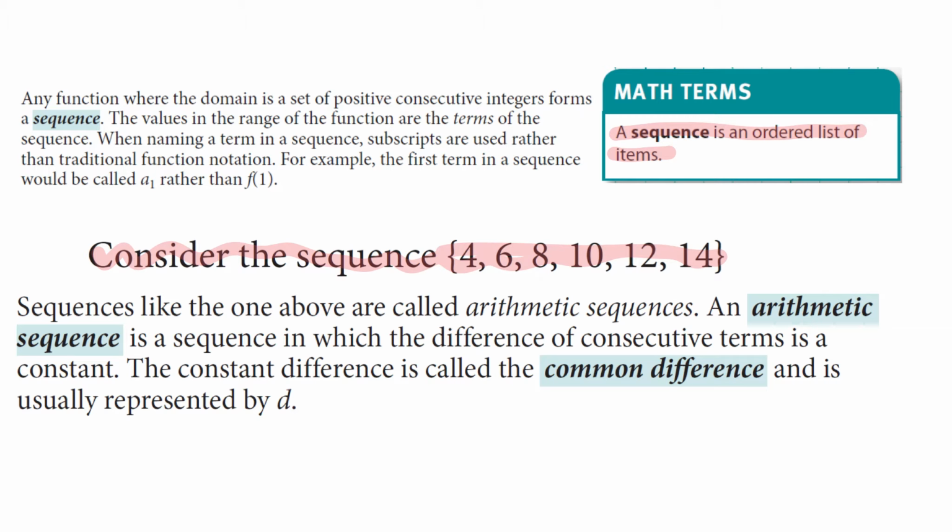And then the next definition, where we're going to get into today: sequences like the one above are called arithmetic sequences. The reason they're called an arithmetic sequence is that the difference between consecutive terms is constant. This difference is called a common difference. So what we're looking for is a common difference between each of our terms in the sequence. And the notation for a common difference is the italicized lowercase d.